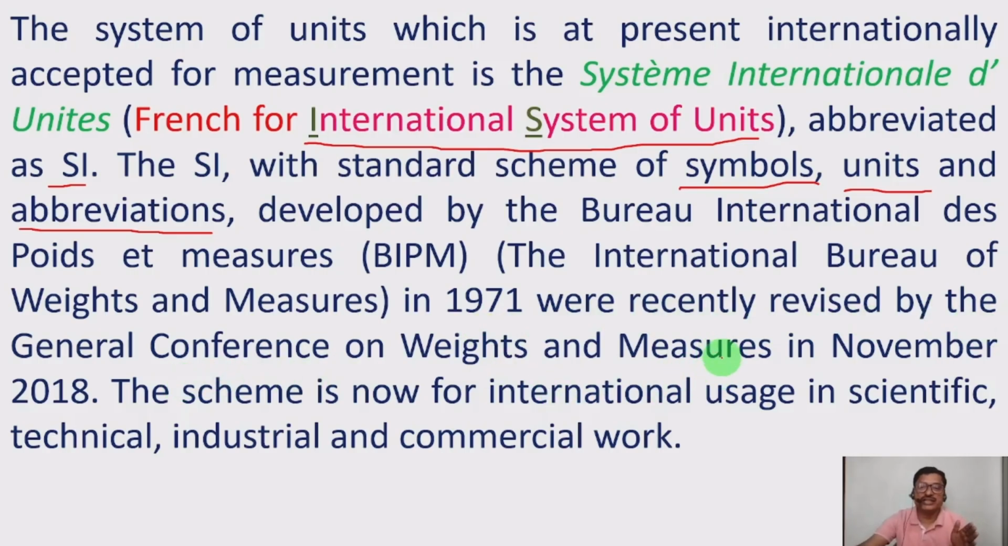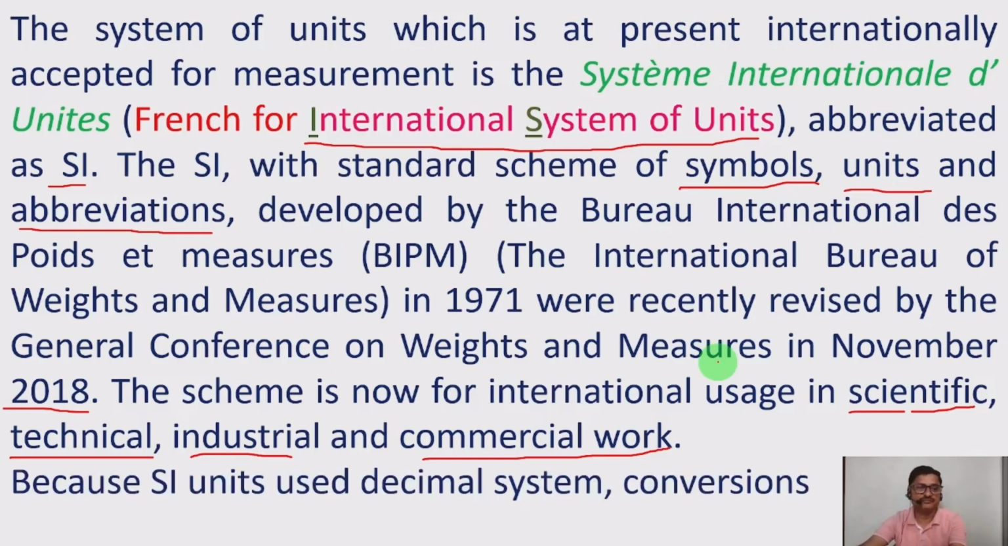This General Conference usually conducts its meeting, the recent one being in November 2018. They conduct these meetings frequently, and there all the standards are discussed and set for international acceptance. The scheme is for international usage for the scientific, technical, industrial, and commercial work of measurement. For all these, we are going to use this SI unit system, the system of international units.